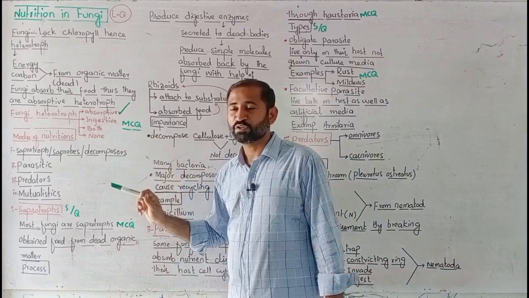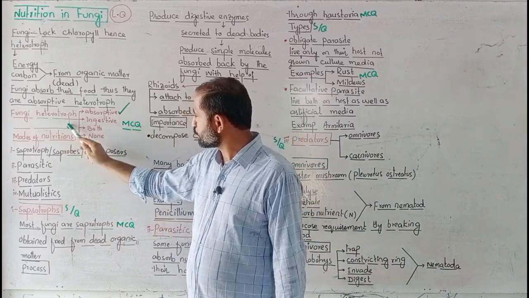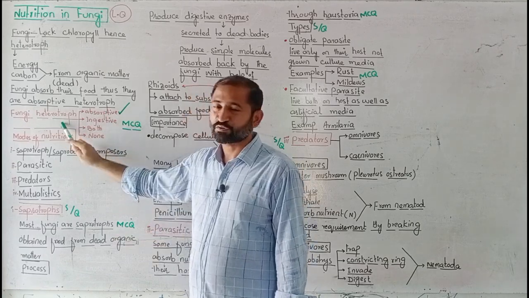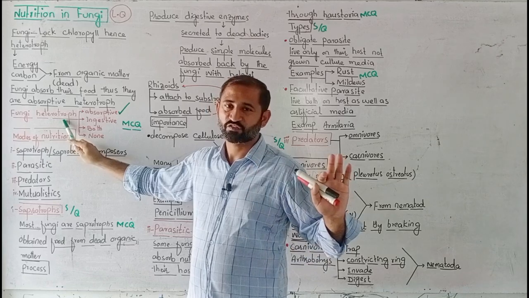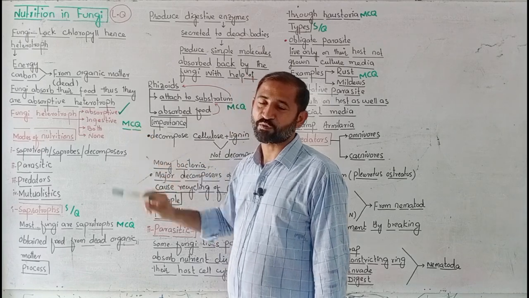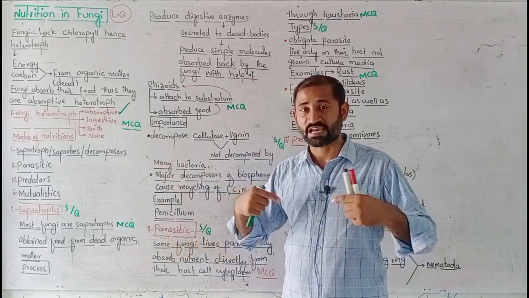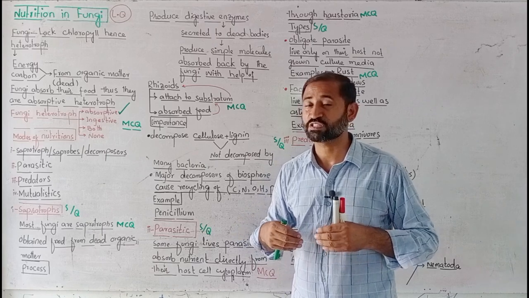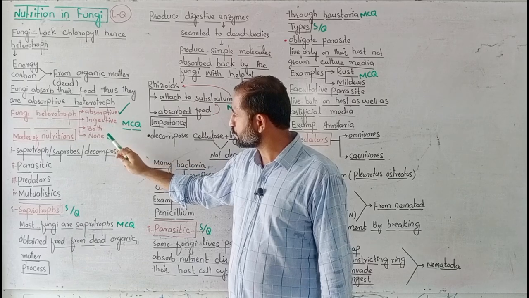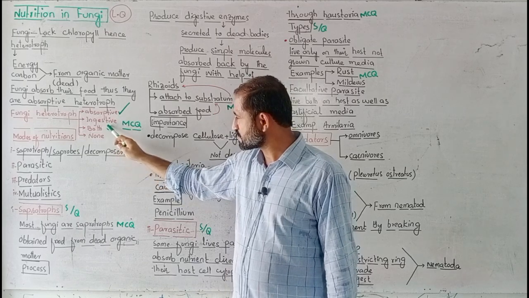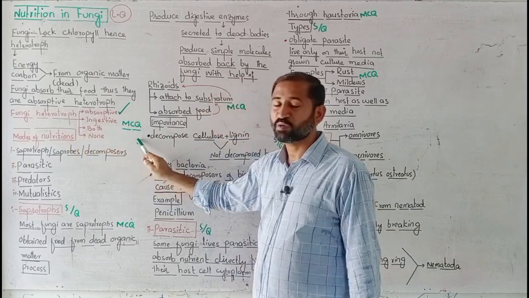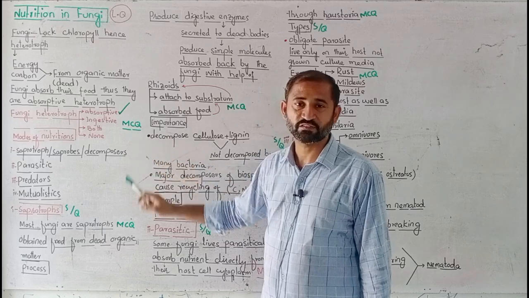So there is an MCQ here. Fungi are heterotroph, absorptive, ingestive, both or none? Fungi are heterotrophs. The first point is clear: fungi are not autotrophs, fungi are heterotrophs. But their mode of nutrition is absorptive, meaning not ingestive. So it is absorptive, not ingestive, not both, not none. All these answers are wrong, but the first one, absorptive heterotroph, is the right one. So keep in mind that this is also an MCQ.